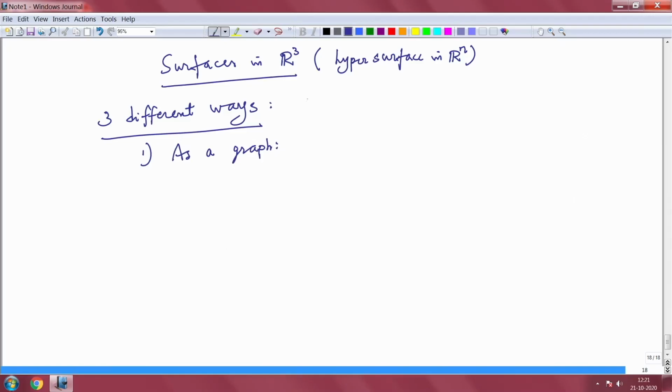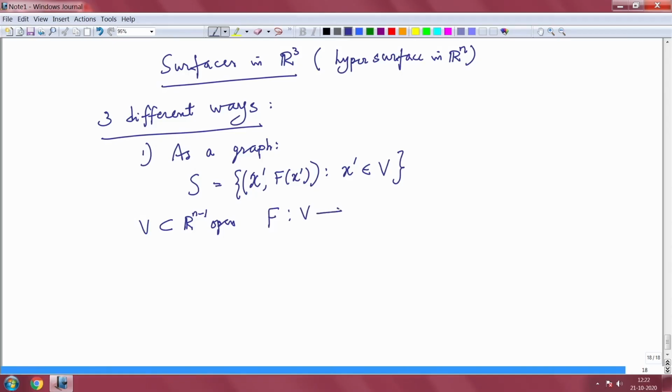So, suppose you call it a surface S, it can be considered as points of the form x prime, f of x prime, where x prime is in V. What is V? V is a subset of R n minus 1, open. So, it is an open set in R n minus 1, and f is a mapping from V to R.